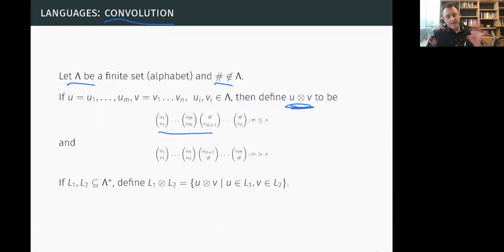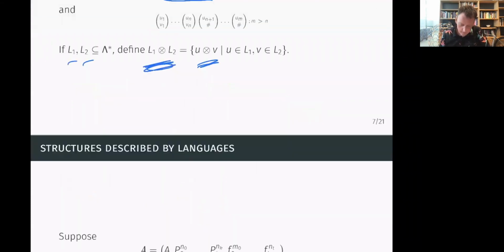So it's simply a way to take two strings out of an alphabet and create a new alphabet for which this pair of strings can be read synchronously together. Okay, so it's just a convention. And if you have two languages in the same alphabet, or maybe different actually, the convolution is simply the set of all convolved pairs. Okay, so I'm going to use that.